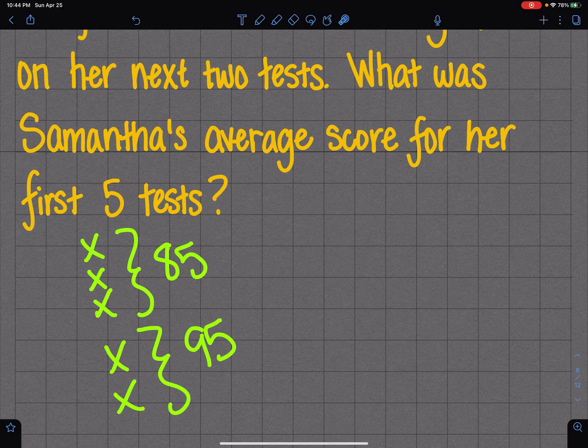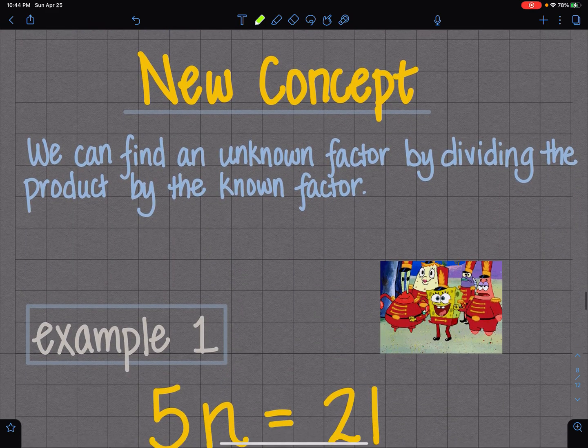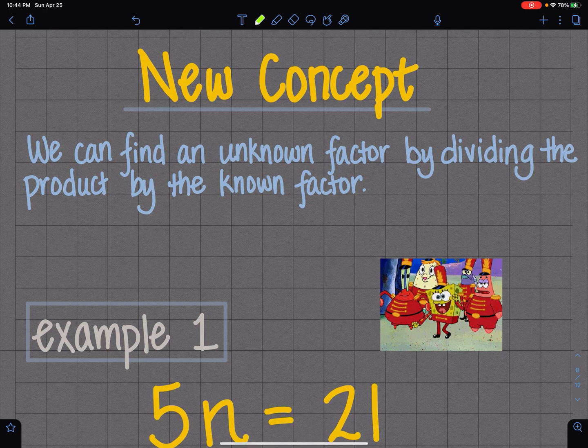If you get this one wrong, tell me, text me, and let's go over it together, okay? You're definitely going to have to pause it there. And I'm going to go on to the new concept.